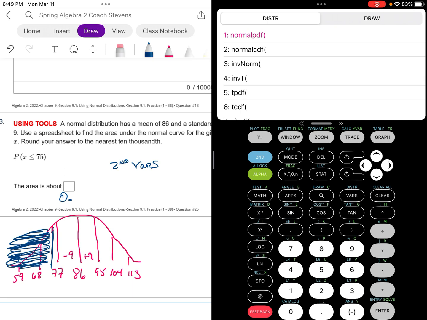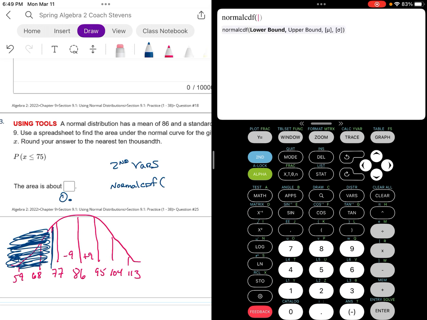And we're going to do the second one down, which is known as normal CDF. That's a cumulative area, which is what CDF stands for. We don't use the PDF one. And then when we press option number 2, you're all going to be doing it the same way I'm doing it, and the calculators in the classroom look a lot easier.